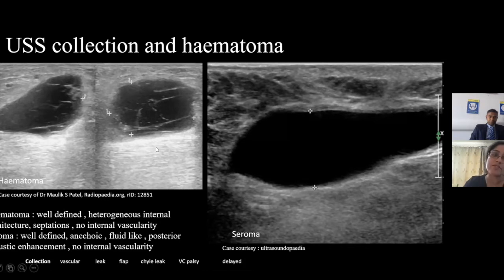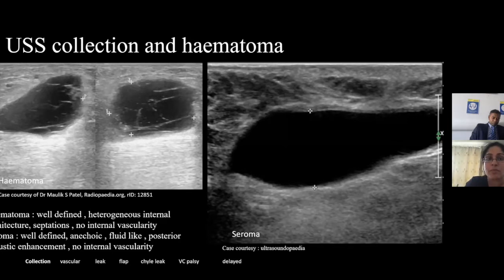But to the left of your screen, you have something which is well defined, but it's got internal septation. It's got bright bits inside. It's certainly got no vascularity when you put the color on. There is still posterior acoustic enhancement. And if you put a needle into that, you may not get anything back because it is an organized hematoma. In which case, it can either resolve on its own or it may need evacuated depending on how big it is.